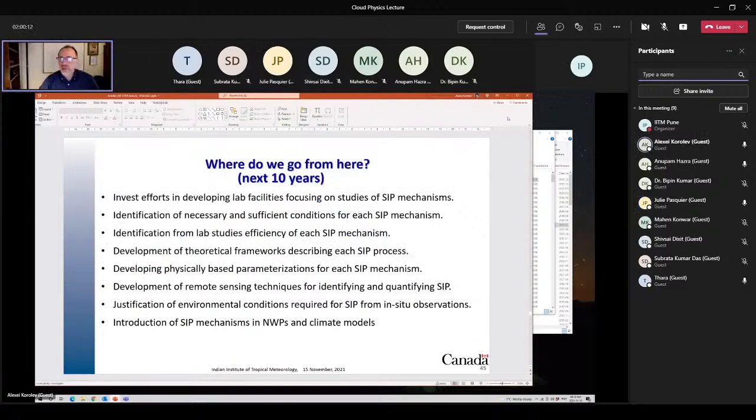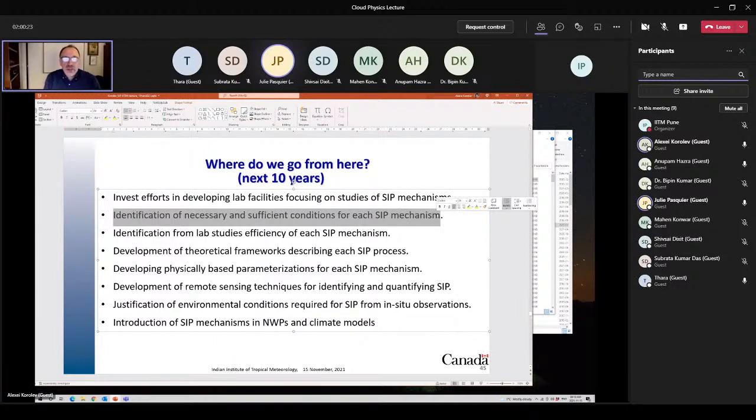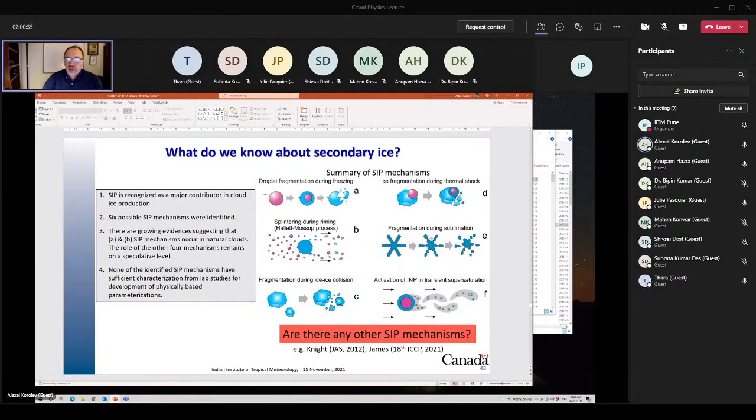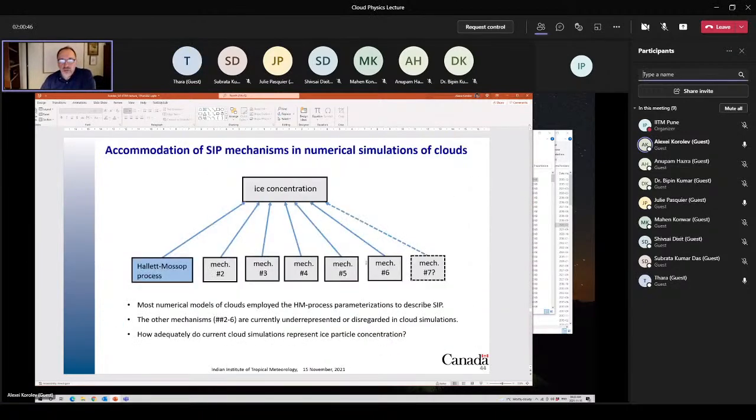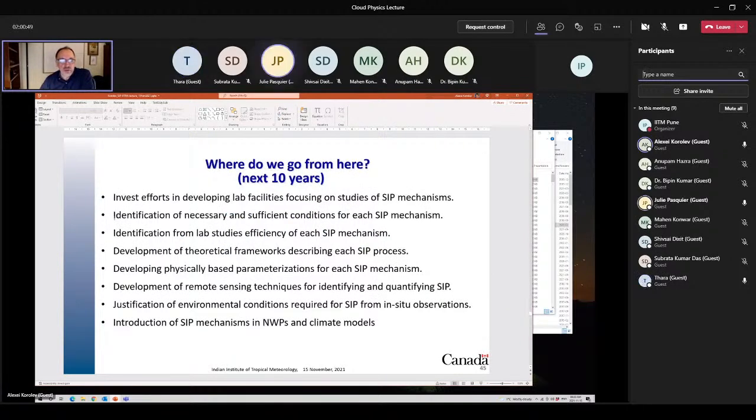Yeah, one of the things I want to emphasize is this one: we need to find necessary and sufficient conditions. Yeah, that's possible. Instead of atomizing the secondary ice production mechanism and splitting it into six or seven or whatever number of mechanisms, we can bypass that and go to these necessary and sufficient conditions.